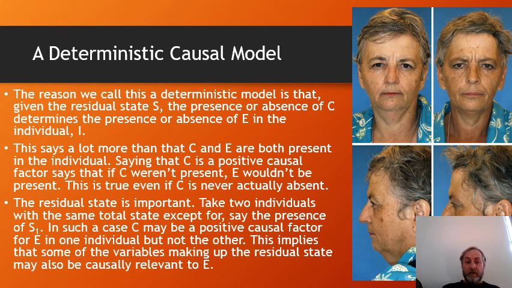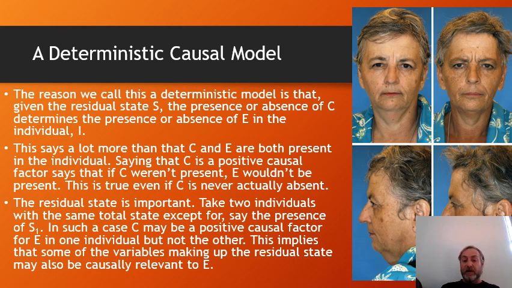So again, this is much more than saying that both C and E are present in the individual. That could be the case. I could have fair skin and I could have skin cancer, but that's not enough to say that the fair skin was the cause. There's a lot of other things I have too, and those aren't causal factors, all these other things in my residual state. So to say that C is a positive causal factor is to make a modal claim, a claim about what would have happened in different circumstances. It's saying that if C wasn't present, E wouldn't be present.